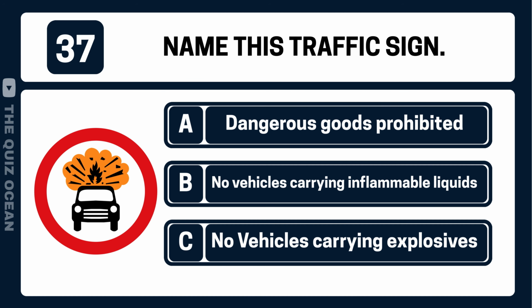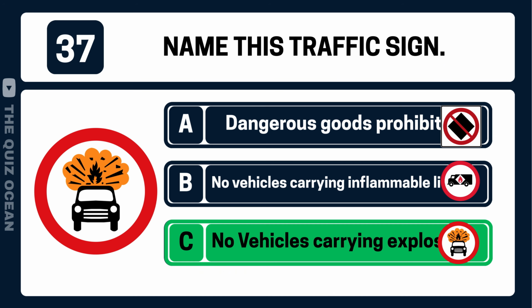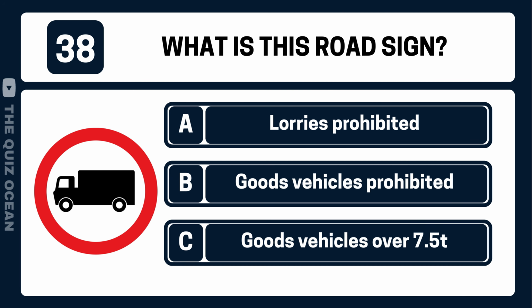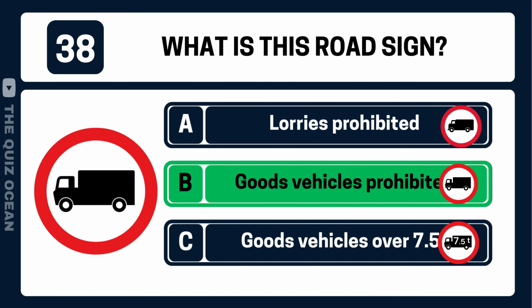Name this traffic sign. Well spotted. This sign prohibits vehicles carrying explosives in the area. What is this road sign? Correct. This sign prohibits goods vehicles on a particular road.